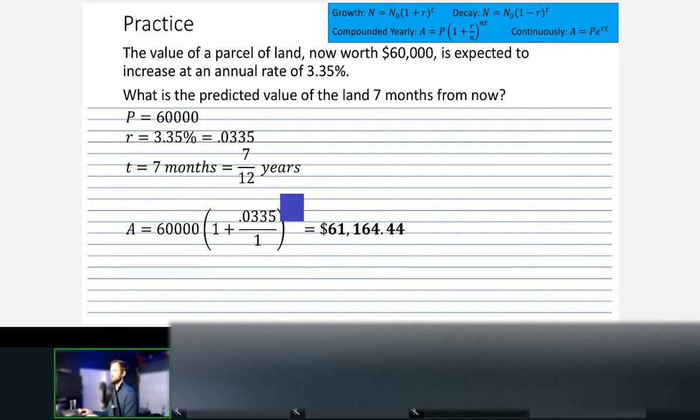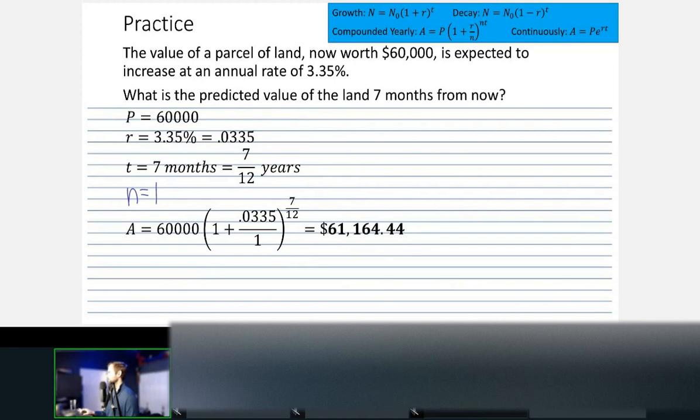So we just plug that stuff in. It's compounded every year, so that's why we have a 1 for n. I should have written that in. I'll write it in now. N equals 1 because it's compounded yearly. And then we have 7 over 12 in the exponent. Kind of tricky.